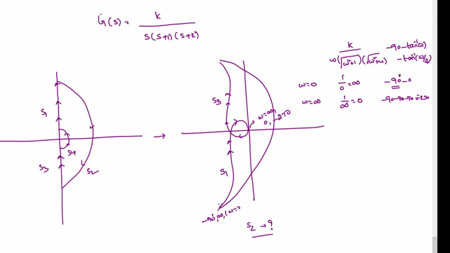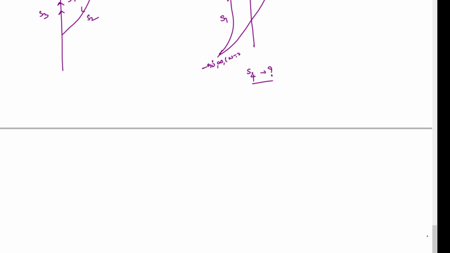The important thing is what will happen with S4. How are you going to draw S4? You know it already. Initially we took the transfer function G(s) = K / (s(s+1)(s+2)), the same function. Then we apply the limit R tends to 0, where s = Re^(jθ).